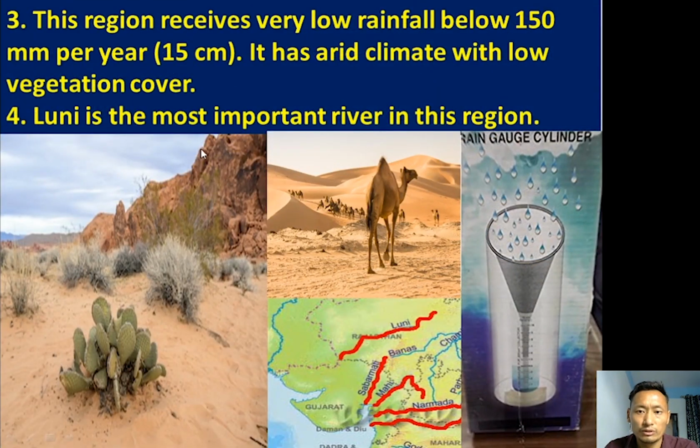The Indian desert receives very low annual rainfall, 150 millimeter. If we convert it into centimeter, it is 15 centimeter.